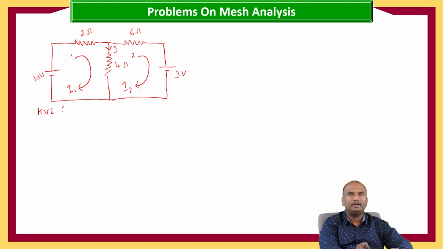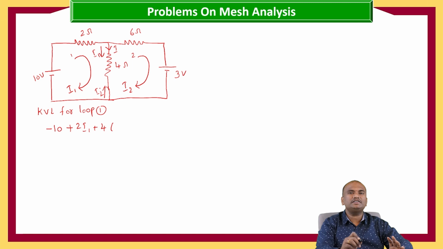KVL for loop 1, that is minus 10. Here current is entering the negative terminal of the voltage source. That's why we are taking minus 10. And voltage drops we are considering as positive, plus. Here the voltage across 2 ohms is 2 into I1, plus 2 into I1, plus 4 into, here this is the current which is flowing in this particular direction, I1, and I2 is the current which is flowing in the opposite direction.